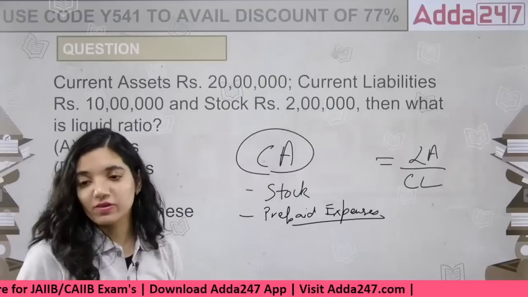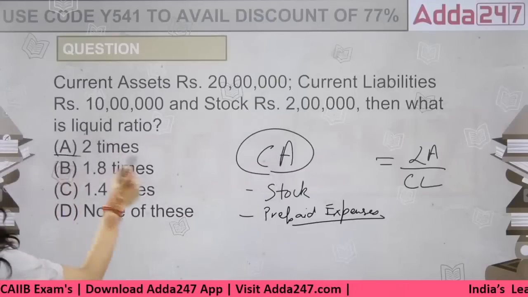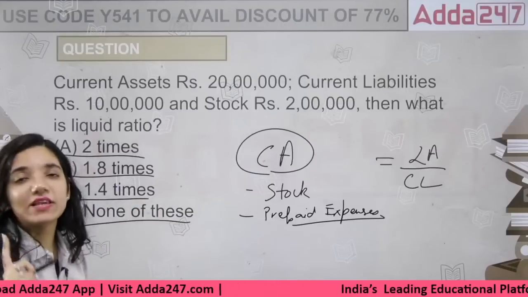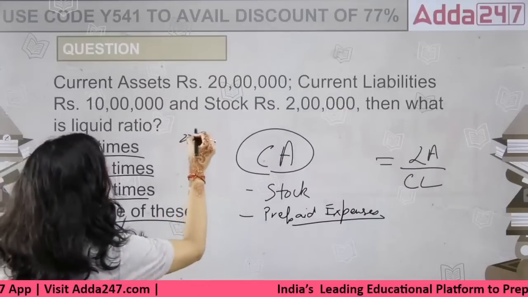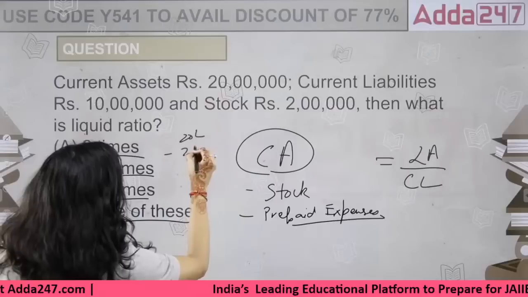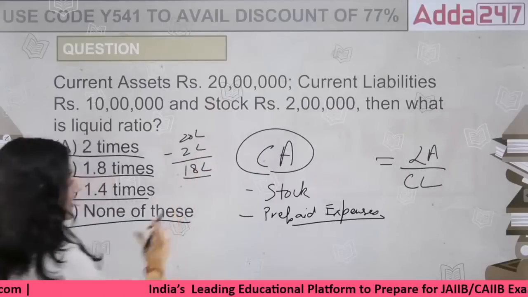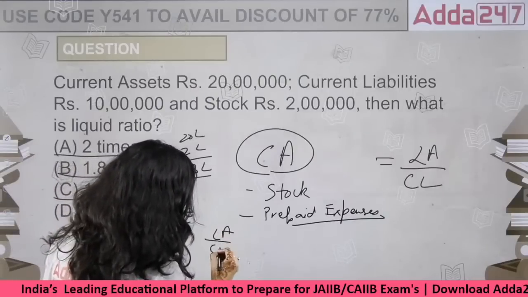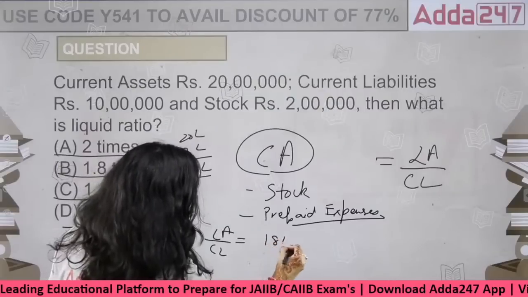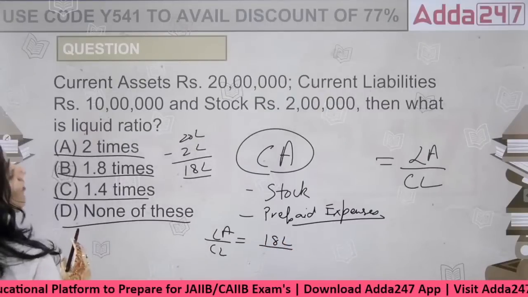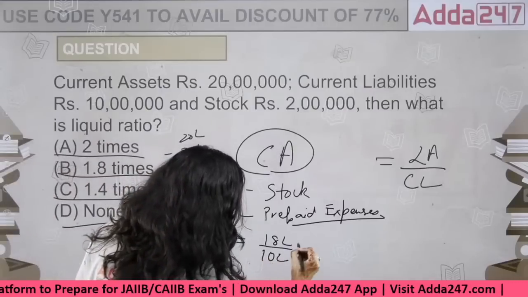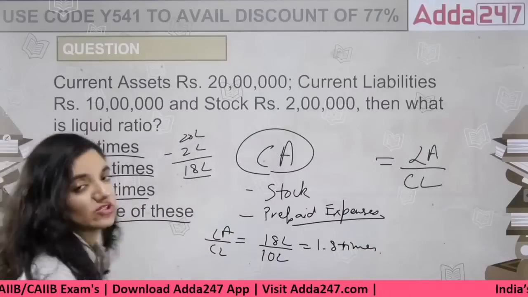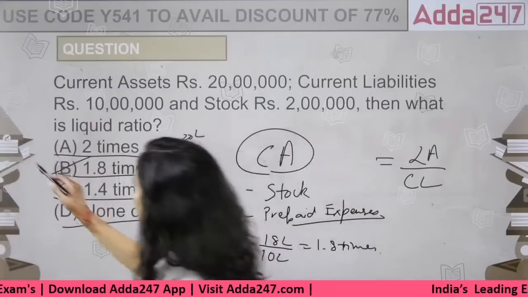So under this area, what would be the answer? The correct answer would be 2 times, 1.8 times, 1.4, or none of these. So when I talk about only the liquid assets, it would be 20 lakhs minus the stock of 2 lakhs, that gives us 18 lakhs. 18 lakhs is our liquid assets, and what we do here is liquid assets upon the current liabilities. Liquid assets are 18 lakh rupees, while the current liabilities are rupees 10 lakhs. So it would be 1.8 times. That's the correct answer for this question, right? So let's move on to the next question.